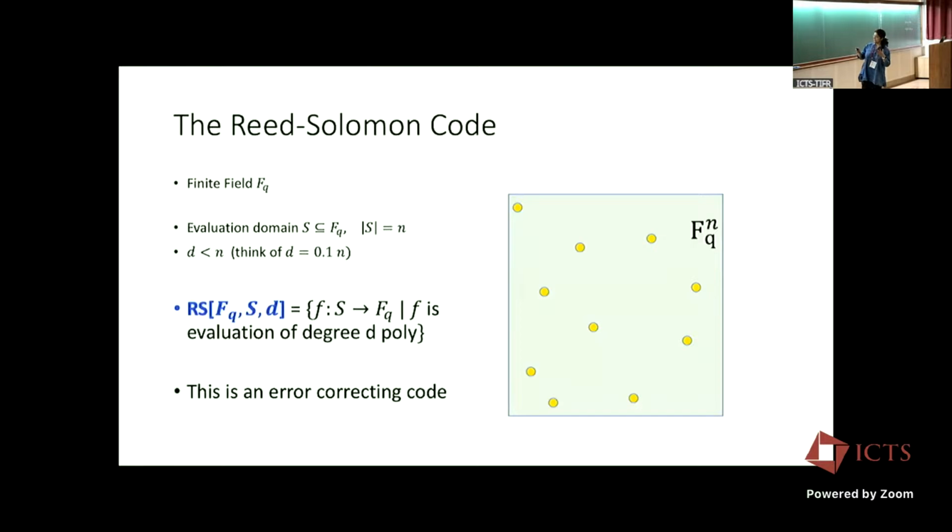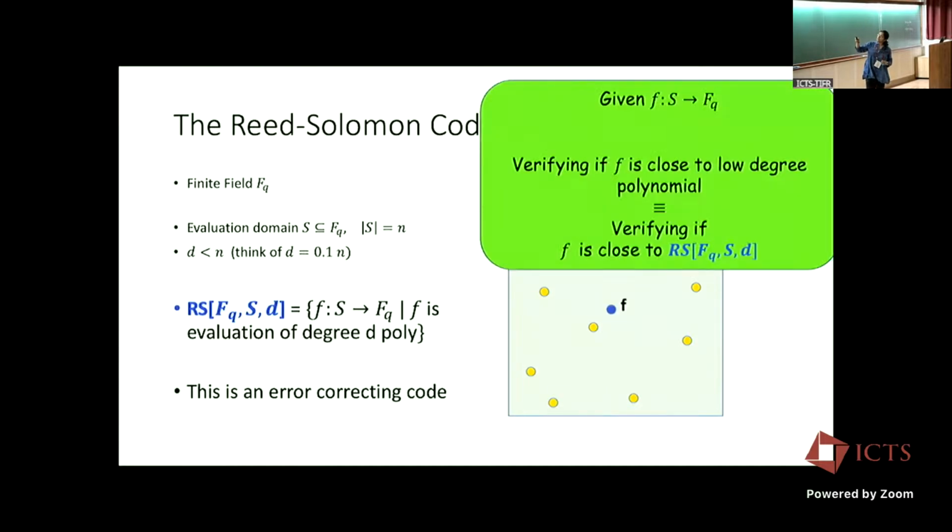Let me just set up some notation. I'll say RS[F_q, S, d] is the Reed-Solomon code over the field F_q. The evaluation domain is S, and we're looking at degree d polynomials. Everyone is very familiar with this code now. We can view the code words as points in the space F_q^n, and this is a very good error correcting code. So given the truth table of a function f, you can view f as a point in F_q^n, and verifying if f is a low-degree polynomial is equivalent to verifying if f is close to the Reed-Solomon code. Okay, so we're looking at the question of testing proximity to the Reed-Solomon code.